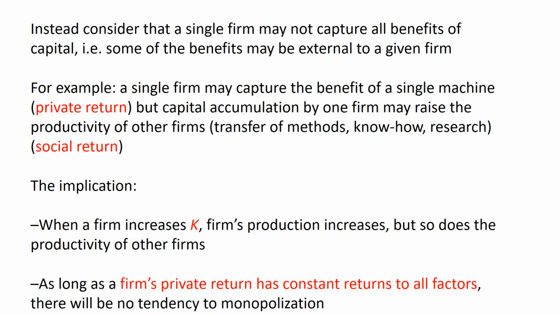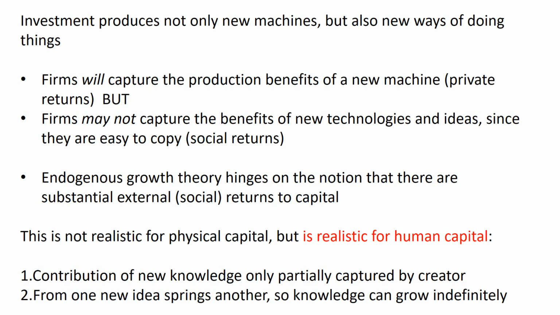As long as the firm's private return has constant returns to all factors, then there will be no tendency to monopolization. So what we're suggesting here is that investment produces not only new machines, because of investments in physical capital, but also new ways of doing things. Firms will definitely be able to capture the production benefits of their investments in physical capital, because they receive the private returns. But a firm may not necessarily capture the benefits of new technologies and ideas, because these are easy to copy and they're also shared, and this would be a social return.